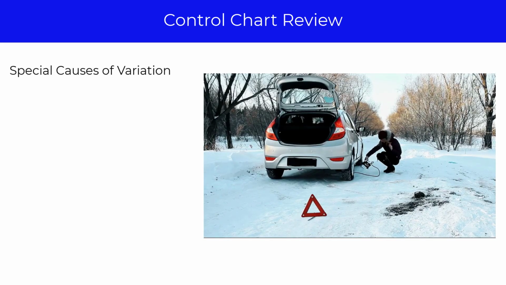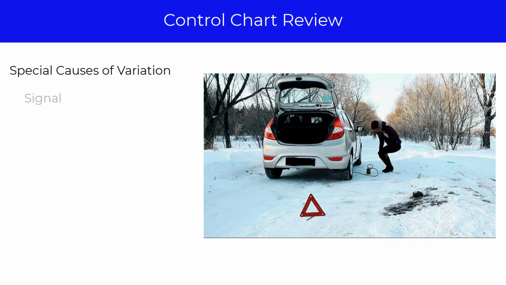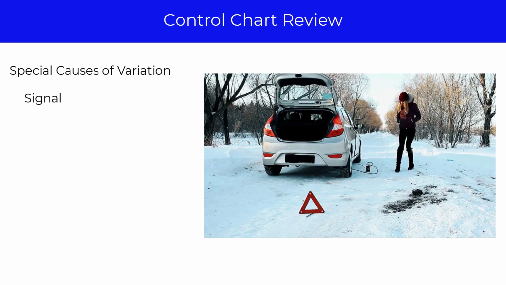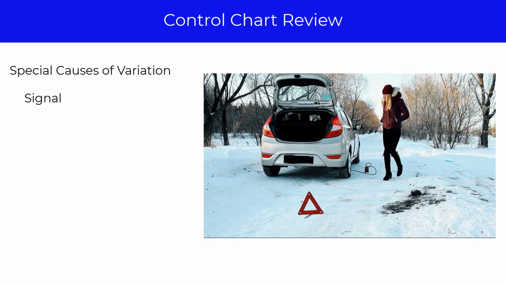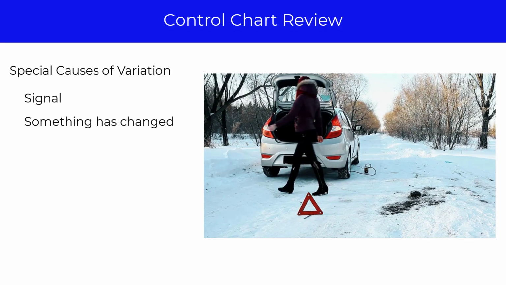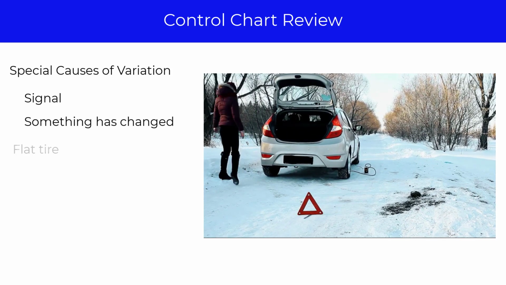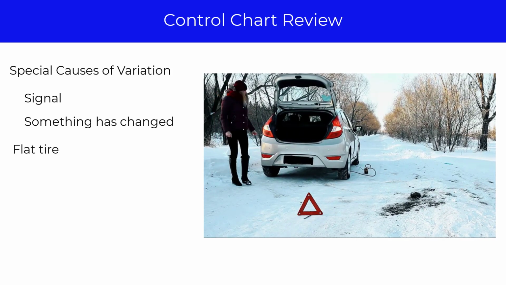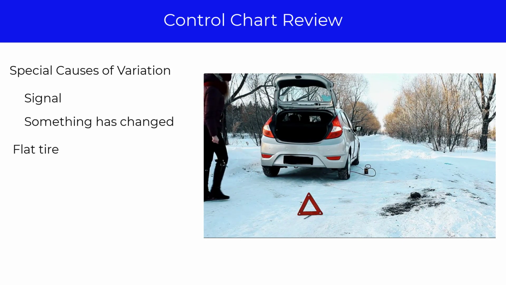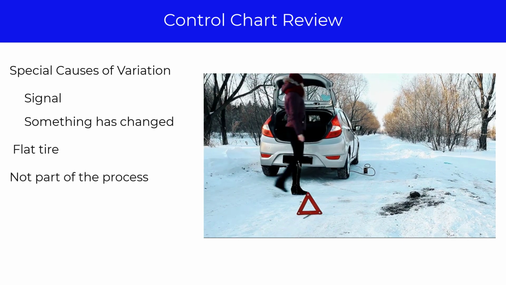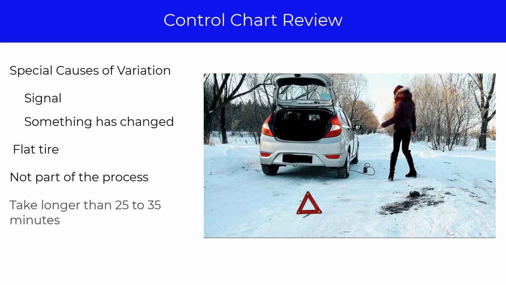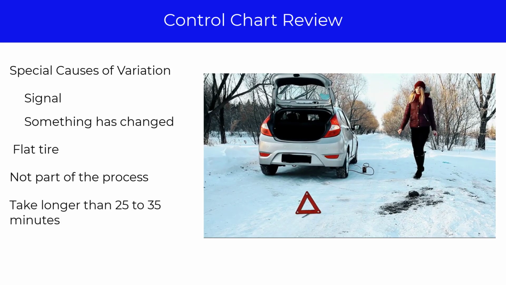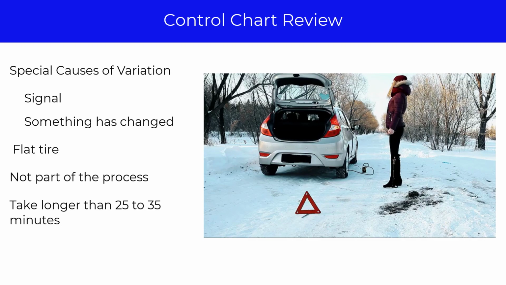Now, sometimes you have a special cause of variation present. It's not supposed to be there. It's a signal. Something in your process has changed. For example, if you're driving to work and you get a flat tire, the odds are you're not going to make it in the normal 25 to 35 minutes. That's a special cause of variation. It's not part of the process. It's not supposed to be there. So it's going to take you longer than 25 to 35 minutes, and it's going to signal it very well in the control chart. So you're going to separate special causes from common causes by using the control charts.